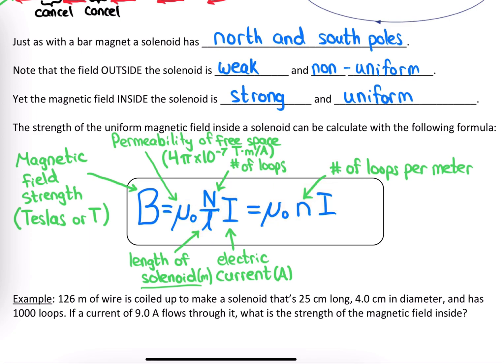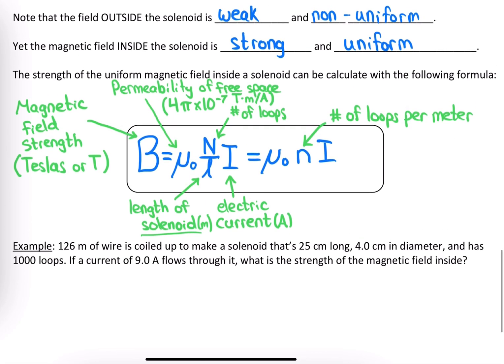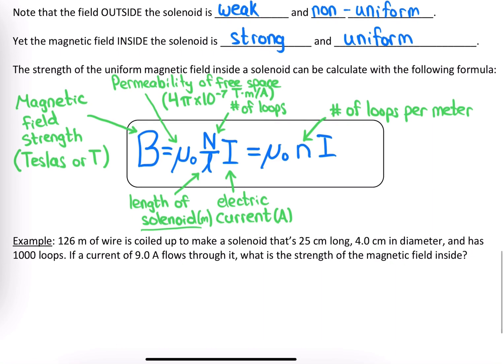So with that said, let's try and use this to really quickly calculate the strength of a magnetic field inside a solenoid. So here we have 126 meters of wire. I've got a bunch of wire all straight. It's 126 meters long, and I coil it up to make a solenoid that's 25 centimeters long and 4 centimeters in diameter and has 1,000 loops. Then I hook it up to an electric circuit and I make 9 amps of current flow through it. And I'm asking you, what is the strength of the magnetic field inside?